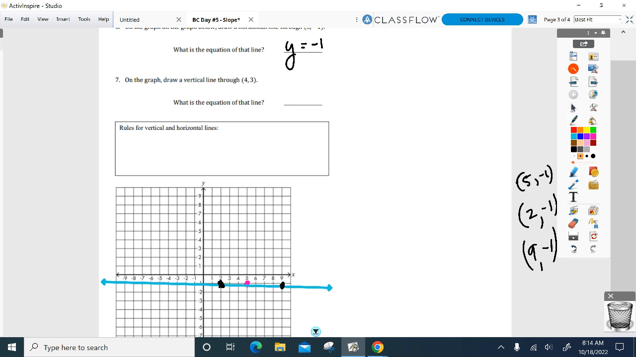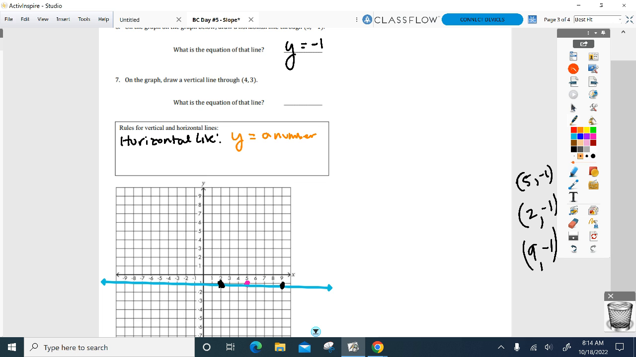Okay, y equals -1. So you guys have a little box for the rules. Horizontal line is always y equals a number. That's for any horizontal line. What's the number going to be? It depends where it is on the graph.